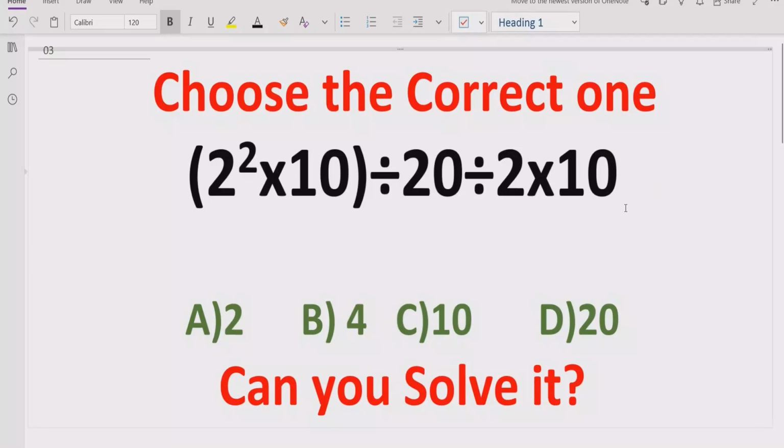Today we will solve another quiz which is related to arithmetic expression. The quiz contains the basic operations: plus, multiplication and division. So we have to solve this quiz using the PEMDAS and BODMAS method and find out the correct answer. In the answer list we have four answers. A is 2, B is 4, C is 10 and D is 20. So let's see after solving it which answer is correct.